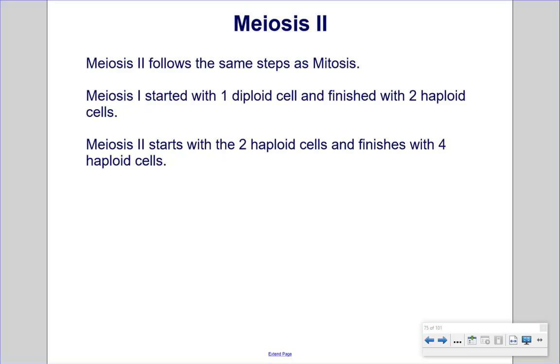Meiosis II. Meiosis II follows the same steps as mitosis. Meiosis I started with 1 diploid cell and finished with 2 haploid cells. Meiosis II starts with the 2 haploid cells and finishes with 4 haploid cells.